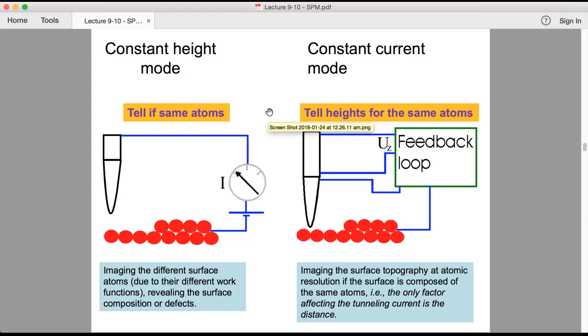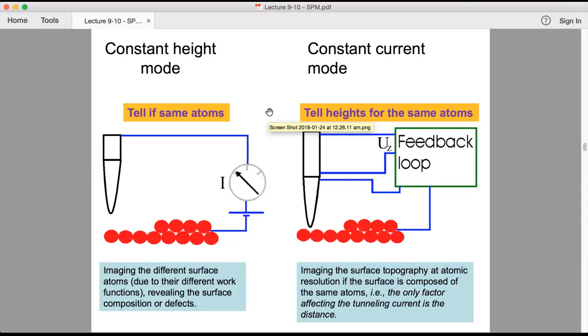So this is imaging the surface topography at atomic resolution, if the surface is composed of the same atom. If you know that your sample is composed of the same material and you don't have many impurities in it, the only factor affecting the tunneling current is the distance between the tip and the sample. Therefore, if you see a sudden increase in the tunneling current, that means you have encountered a step.